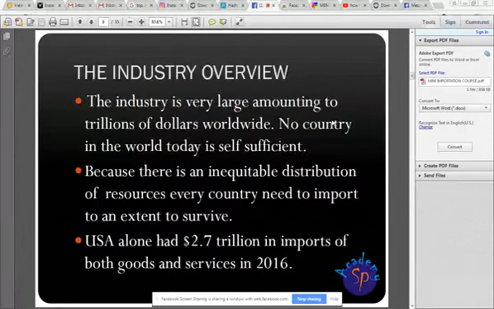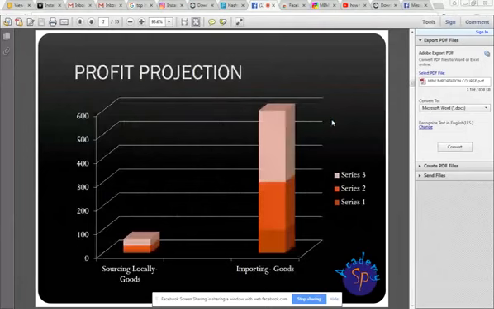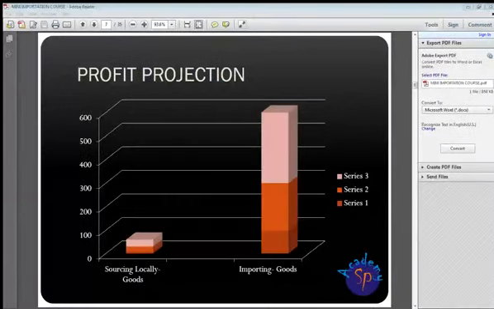So let's go further. The industry overview, I already mentioned this. The profit projection, I mentioned it briefly. Now, as much as the government is encouraging us to produce items locally, which I consider very good, I think it is also good to manufacture goods locally, and I support the idea totally.